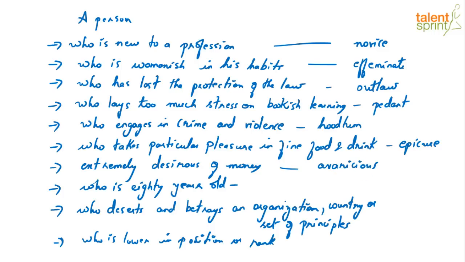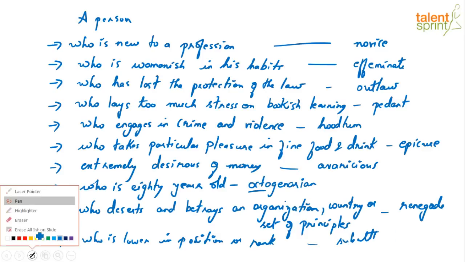Who's 80 years old? Remember, octa, hexa, all of this we read in school, right? Octa means 8. Octogenarian. Who deserts and betrays an organization, country, or set of principles? Renegade. Right? Who is lower in position or rank? Subaltern. Sorry, let me get this correct.